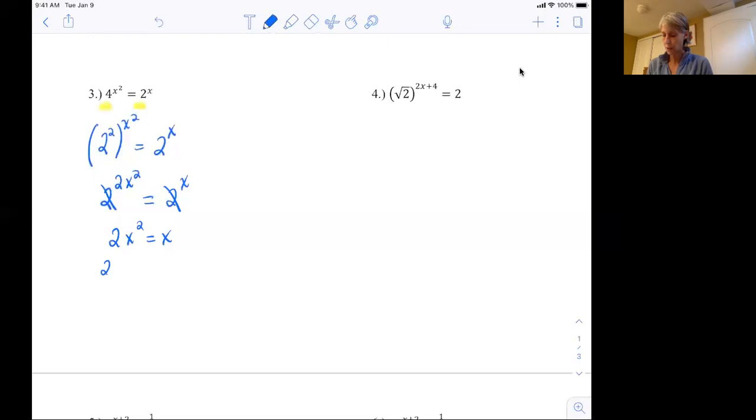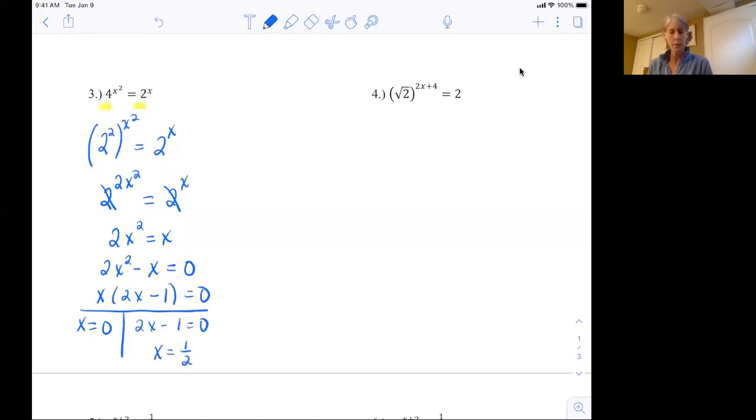So hopefully, this is a quadratic, so you know to get everything to one side. And I'm going to factor. And I'm going to set each factor equal to 0. And I have two solutions here. x is equal to 0 and x is equal to 1/2. So those would be my answers.